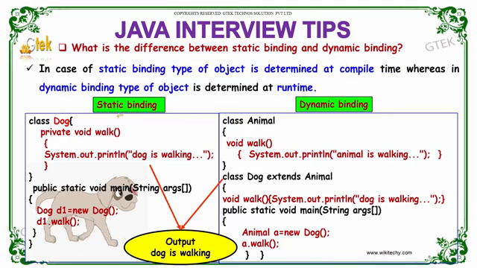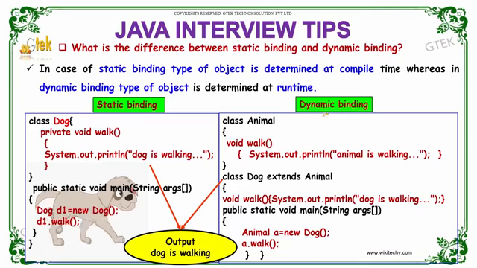If you see over here, this example is for static binding. Here in our main, we are creating an object d1 of the type dog, and we are invoking the method walk using the object d1. So d1.walk will invoke the method over here, and the output will be dog is walking.